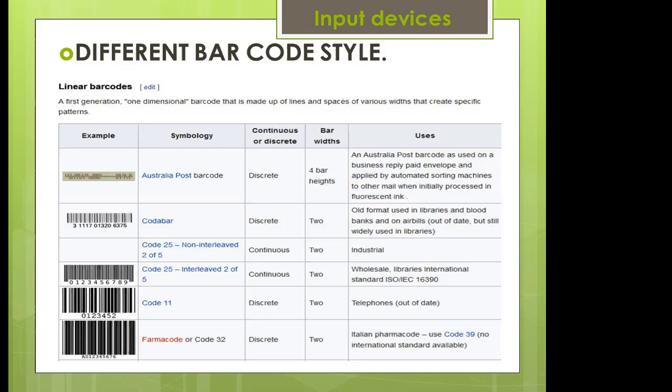First is the Australian Post barcode. What is this? It is four bars placed together in a repeated manner from top towards bottom. You can read the uses. An Australian Post barcode is used on a business reply paid envelope and applied by automated sorting machines to other mail when initially processed, in fluorescent ink.